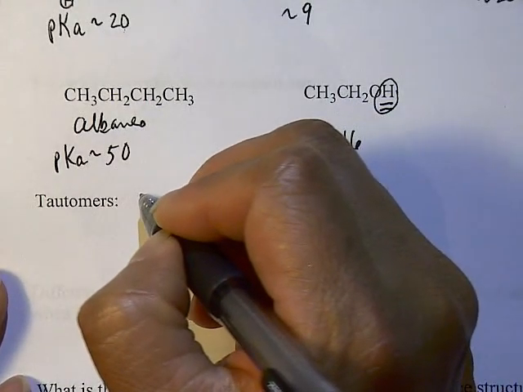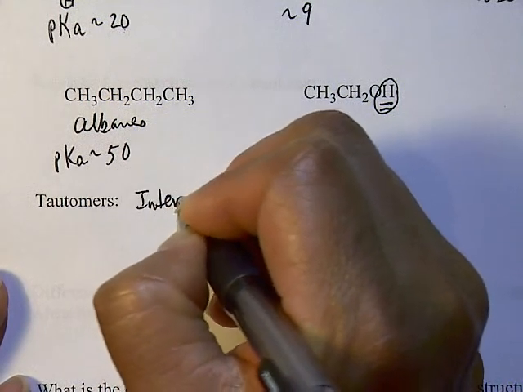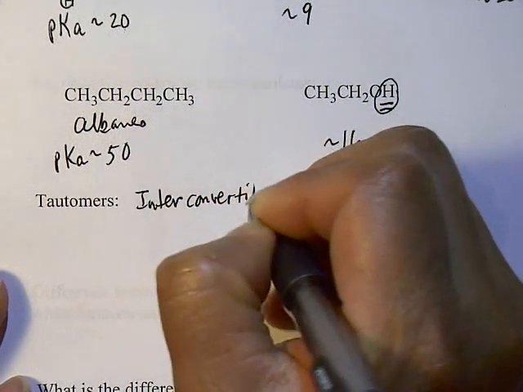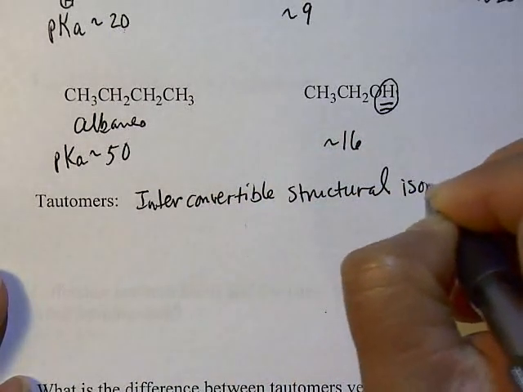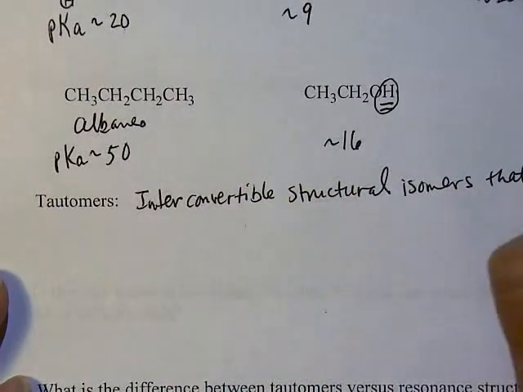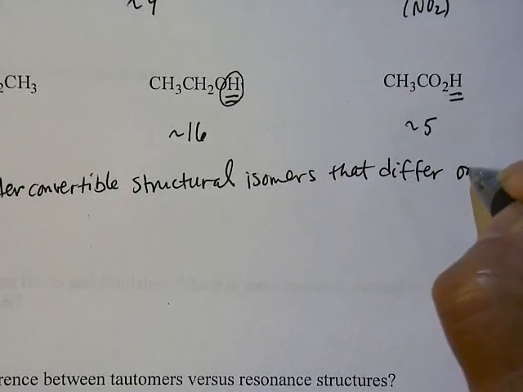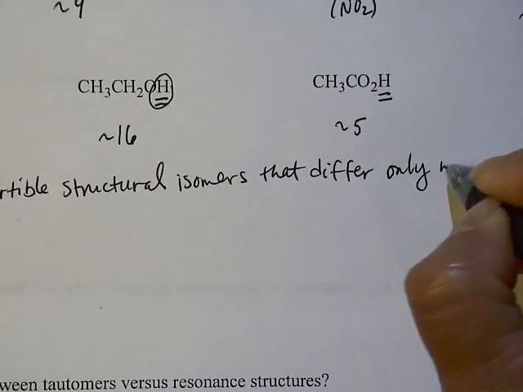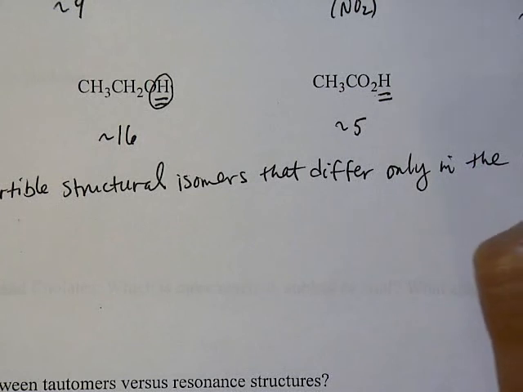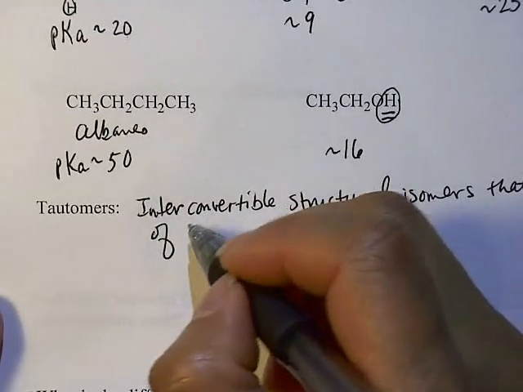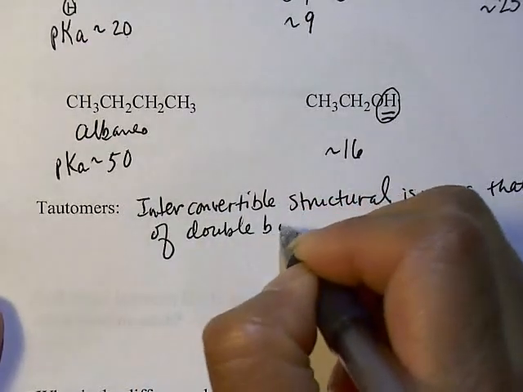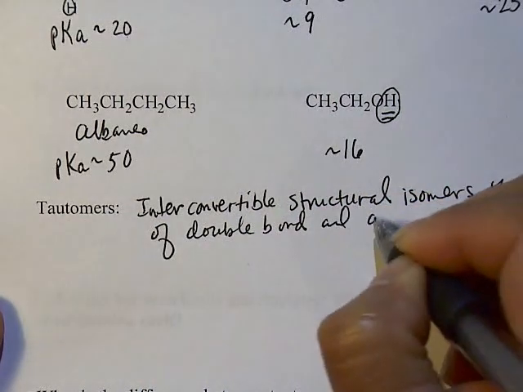So the definition of a tautomer is interconvertible structural isomers that differ only in the location of a double bond and a hydrogen.